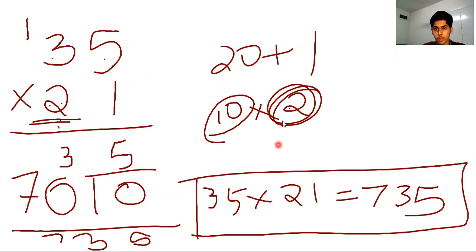We have taken care of the 1. We have taken care of the 10 right here because we have given it its own separate place. And we have taken care of the 2 by multiplying it. And once we got 2 separate answers, we added the 2 answers together. And with that in mind, we got our final answer, which is 735.